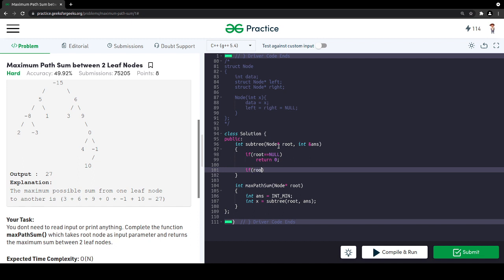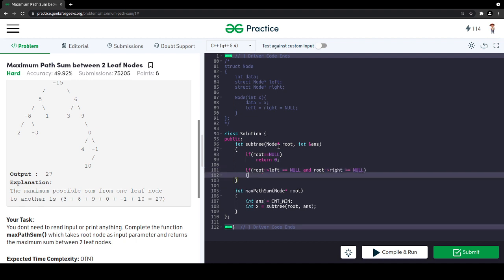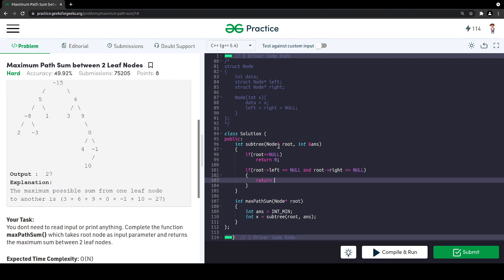Okay, if root is a leaf node, how to check if root is a leaf node? This is the condition. It does not have any child. Then if it is a leaf node, I will be returning its value, or data in this case.